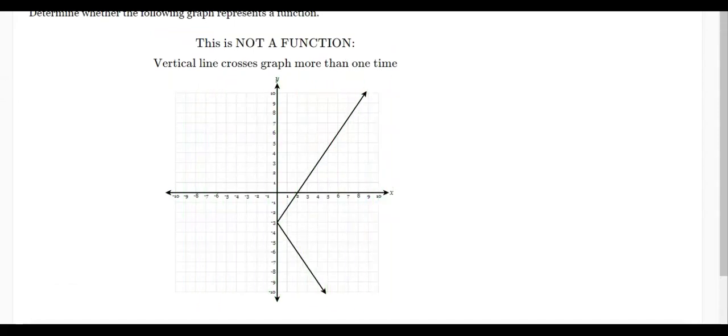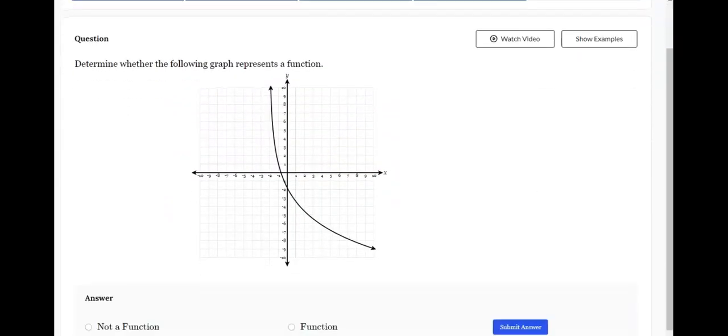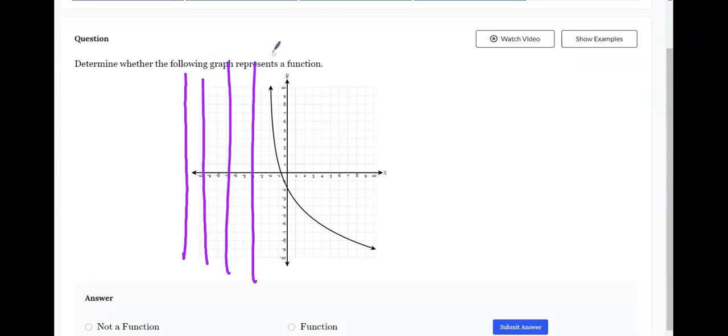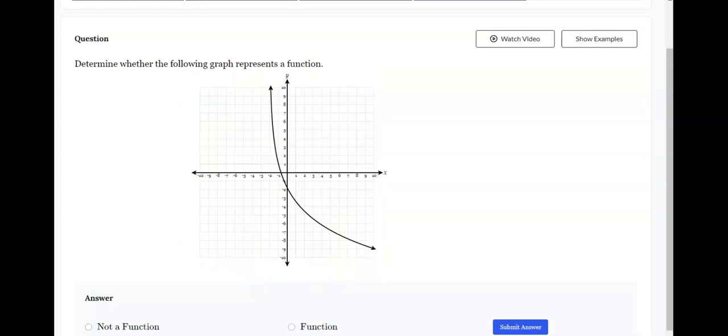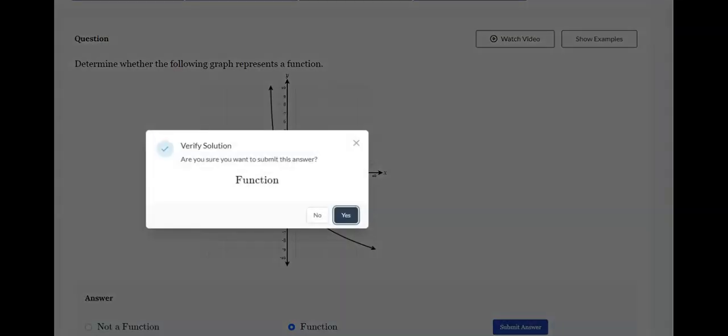All right, let's take a look at another question. Again, I'm going to hold my pen or pencil up along the screen and slide it down. You'll notice my vertical purple line never touches that black curve in two locations at the same time. So this one is a function. So we'll choose function and we'll click submit.